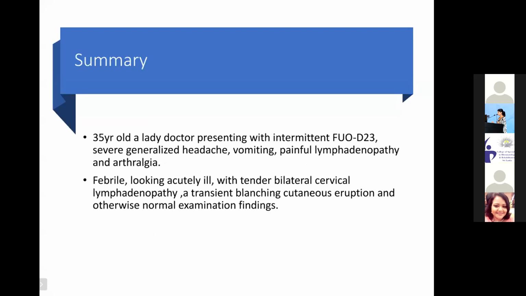So in summary, our patient is a 35-year-old lady doctor presenting with intermittent fever for 23 days, associated with severe generalized headache, vomiting, painful lymphadenopathy and arthralgia. She was febrile, looking acutely ill with tender cervical lymphadenopathy and a transient blanching cutaneous eruption.